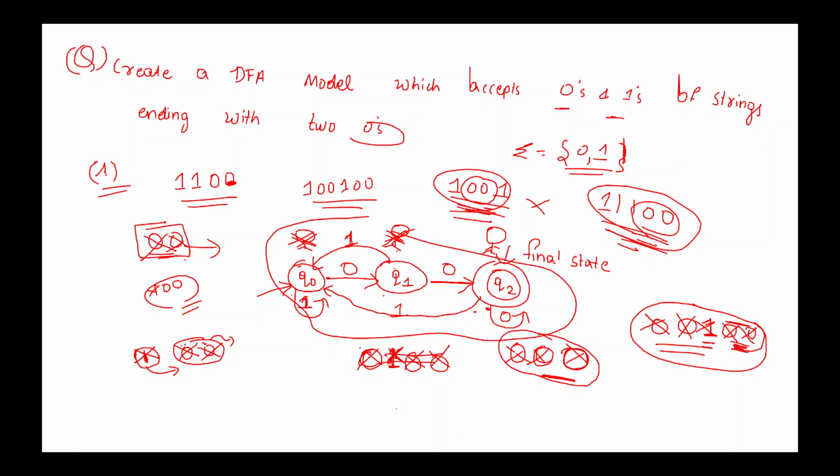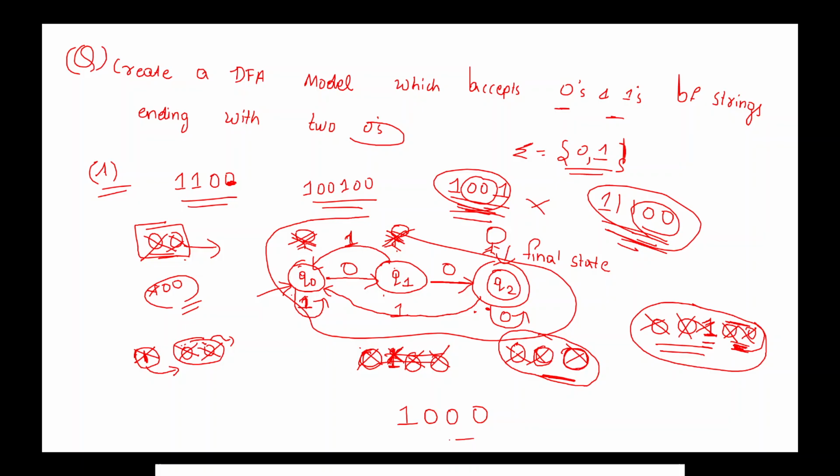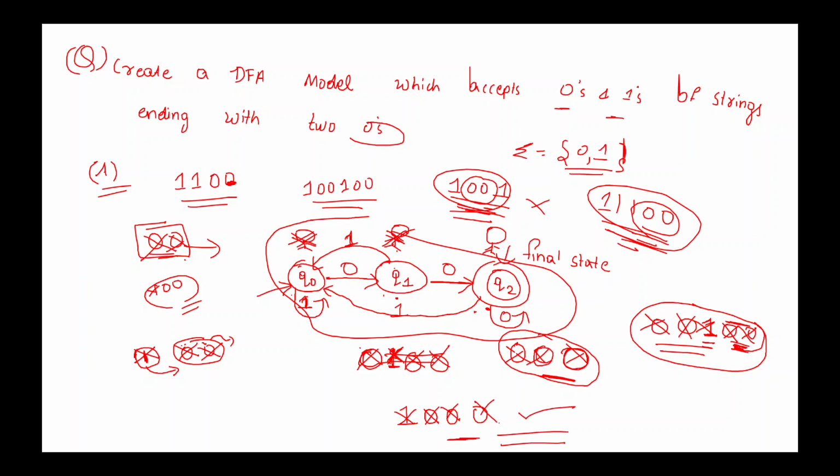If I give 1 0 0 0, do you think this will be accepted? According to the condition, it must accept this because it ends with two zeros, right? The first input symbol is 1: q0 on 1 stays at q0, and q0 on 0 moves to q1, right? Now q1 on 0 moves to q2, and q2 on 0 stays there. So it ends up at the final state, and this string is accepted by our model.